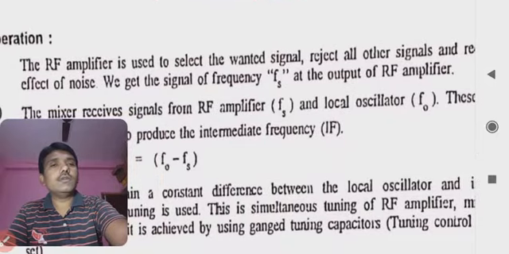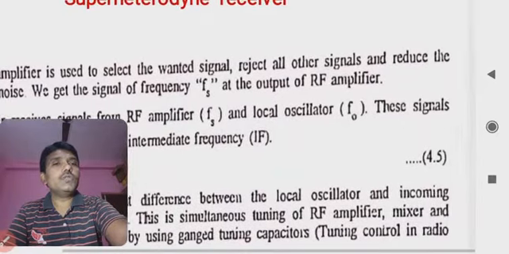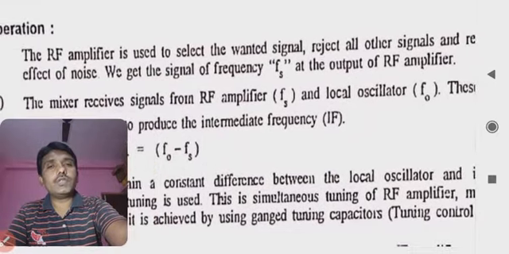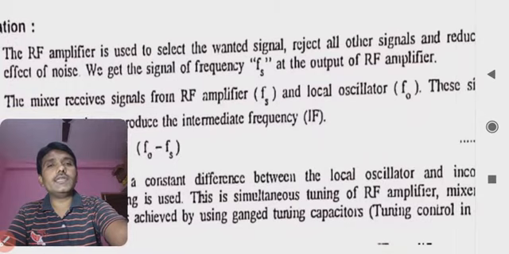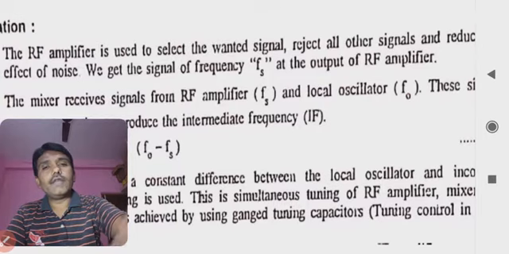And due to this it reduces the effect of the noise, and we get the signal of frequency fs at the output of the RF amplifier.